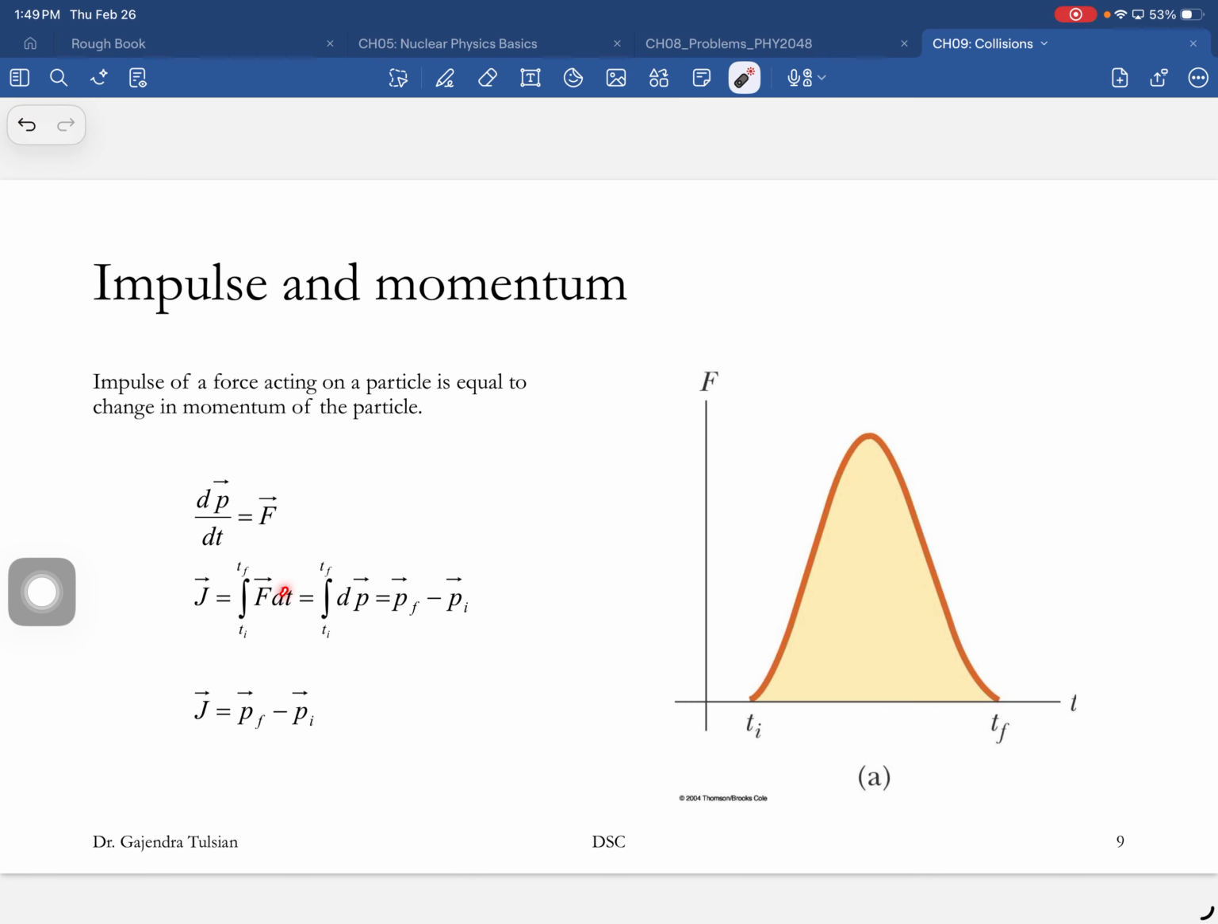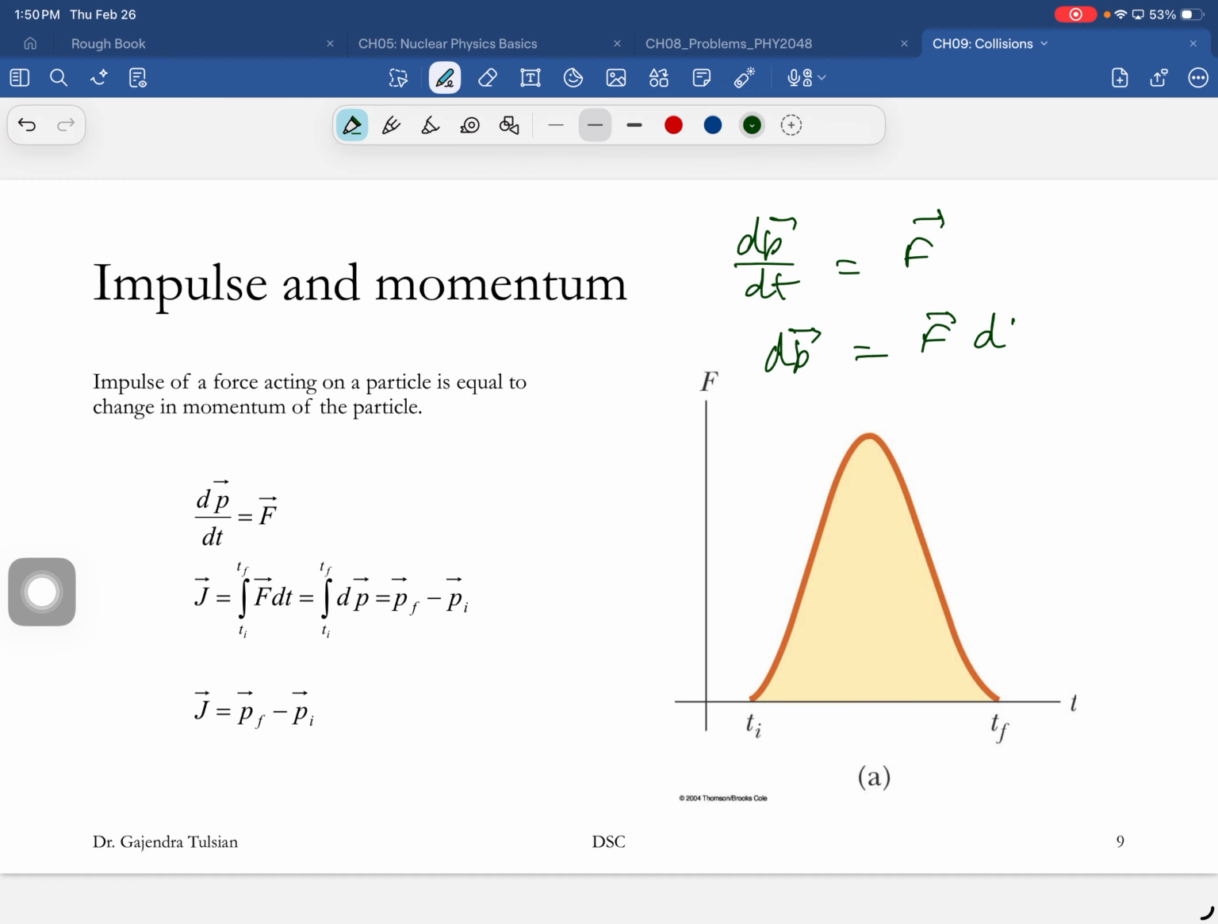impulse. Essentially, F dt is a vector, and you're just adding a whole bunch of vectors and you get a vector. And again, this is a vector, a small change in momentum, and then you add a whole bunch. That's the total change in momentum, final momentum minus initial momentum.